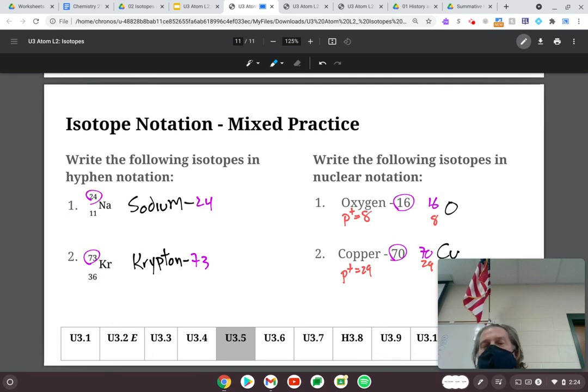In the case of the nuclear notation, though, what I did not have was the number of protons or the atomic number. So I had to go to the periodic table and locate that. So for oxygen, the atomic number was 8, which gave me 8 protons. So I put that on the bottom, and then the mass number I simply put on top, followed by the symbol. For copper, I located that the number of protons or the atomic number was 29, so I put that on the bottom. I then put 70 on top because that's the mass number, followed by the symbol for copper. Questions?